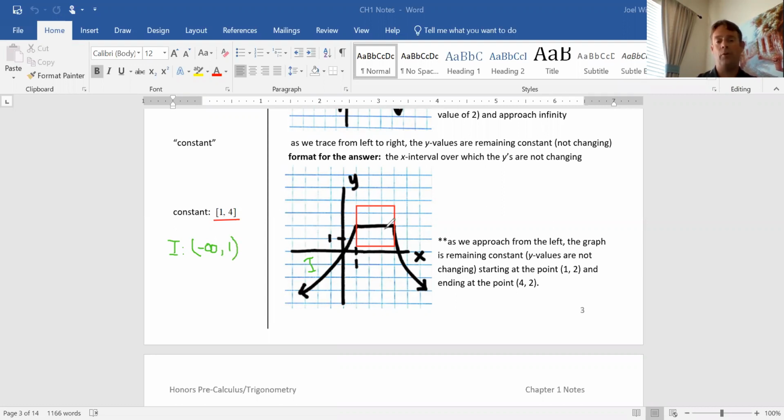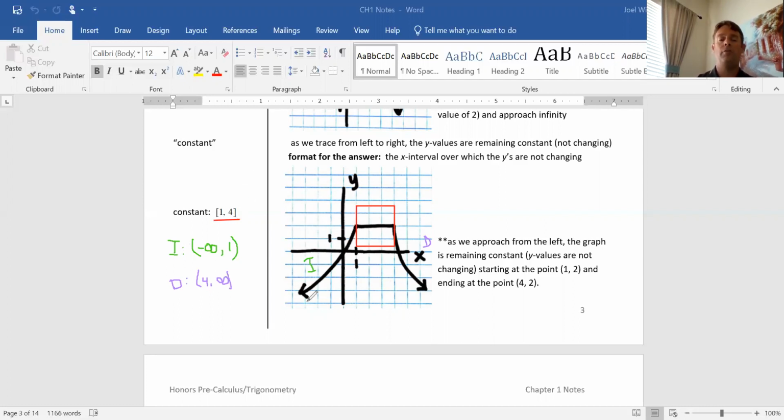Likewise, if I go left to right here, I'm up here at the end of the constant, and then as I go to the right, I'm going to be dropping down the graph. That would make this part of the graph decreasing. So I'd be decreasing from when x is 4 to when x is positive infinity. So a graph at any given point in time is either increasing, decreasing, or constant.